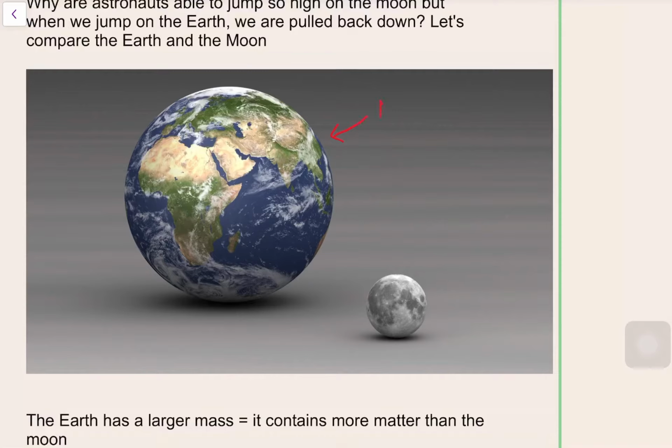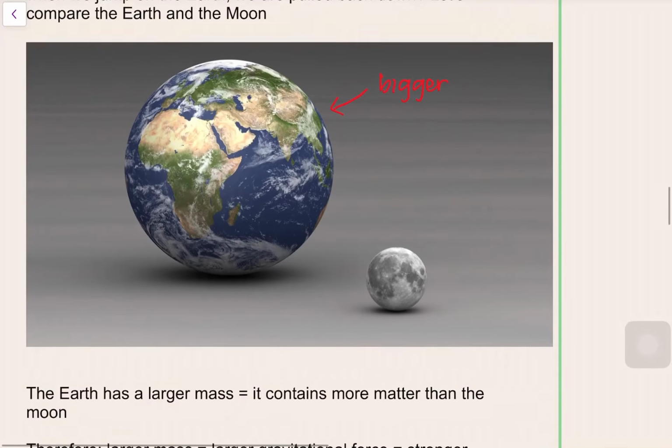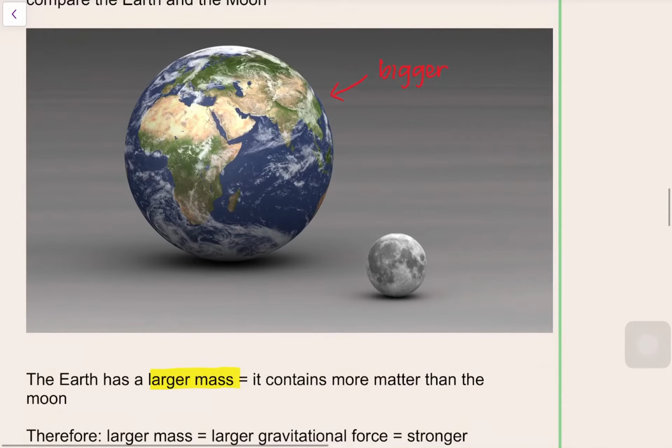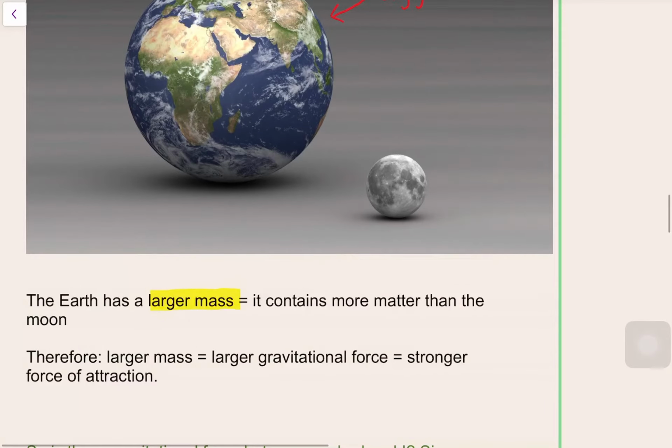The Earth is indeed bigger compared to the moon. So therefore the Earth has a larger mass. It contains more matter than the moon. So remember, look at this. It has a larger mass, right? And based on our definition just now, if it has a larger mass, there will be a greater gravitational force.